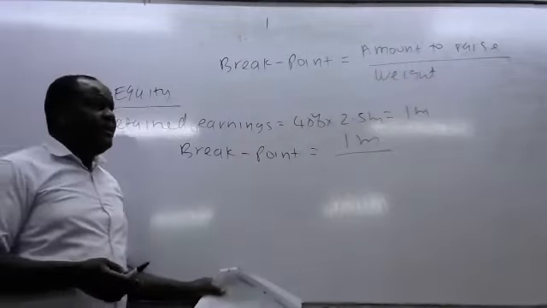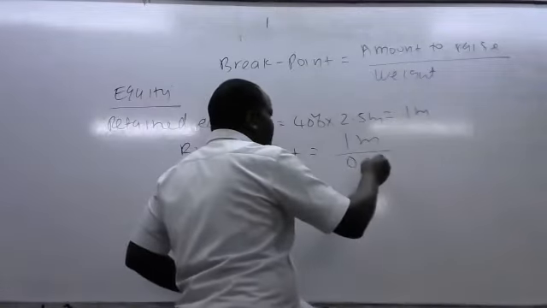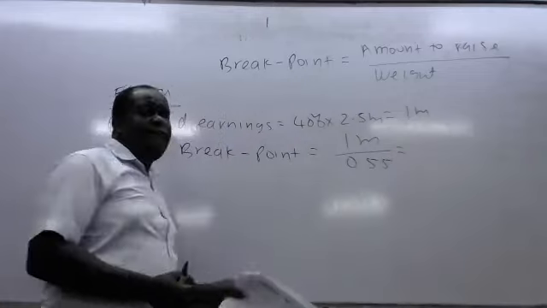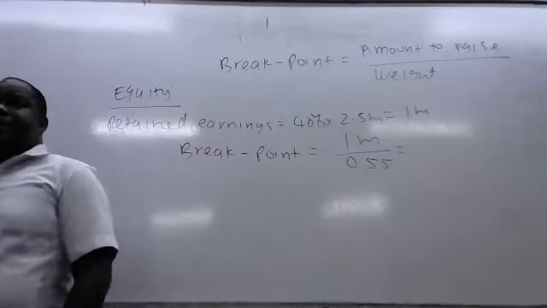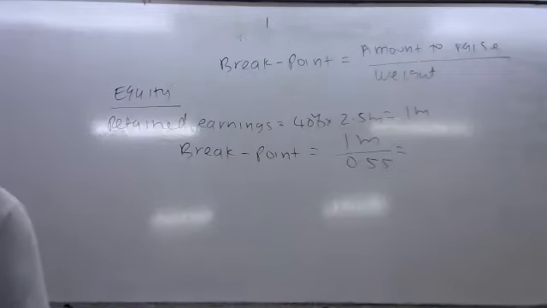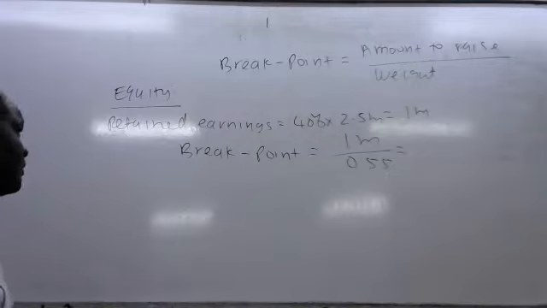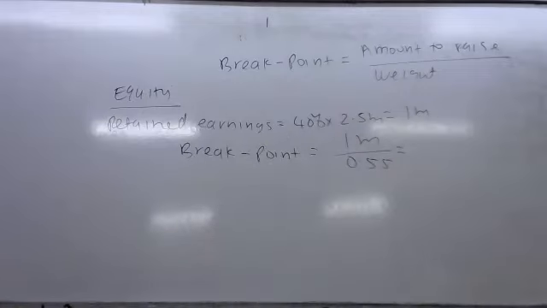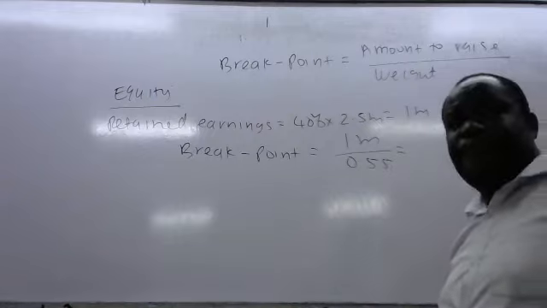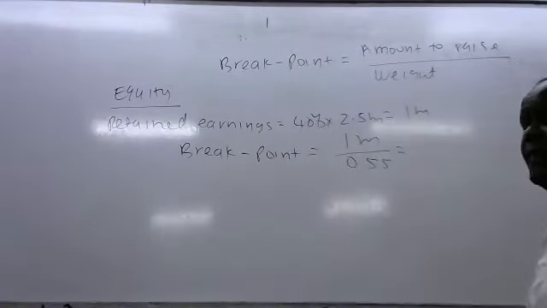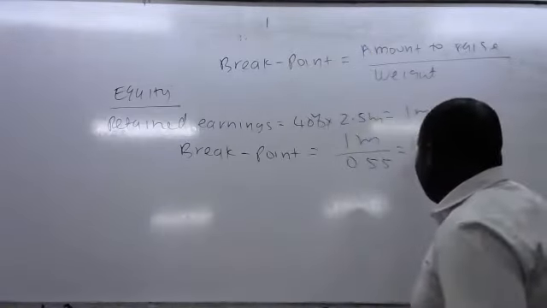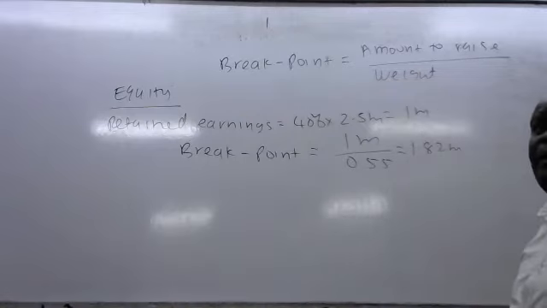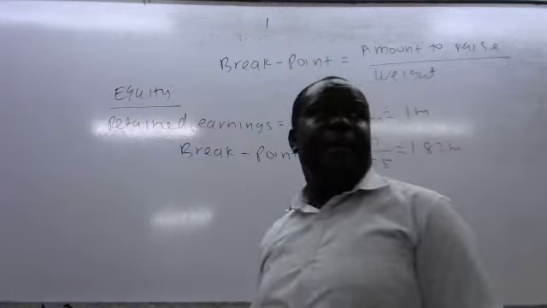55%. So retained earnings is part of equity, so we use 0.55 as the weight. The 55% is the same as 0.55. So that now gives you the break point in relation to the retained earnings, which is supposed to be around how much? 1.82 million. That's now the break point for the retained earnings.